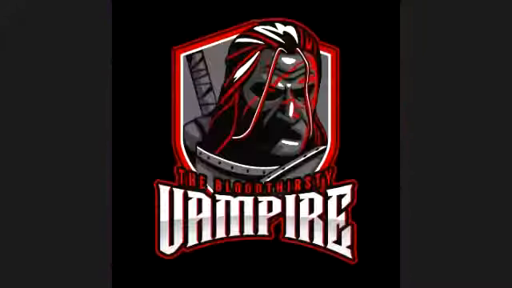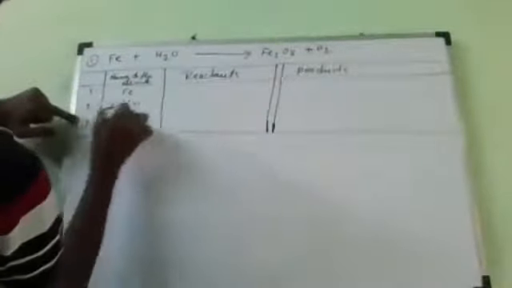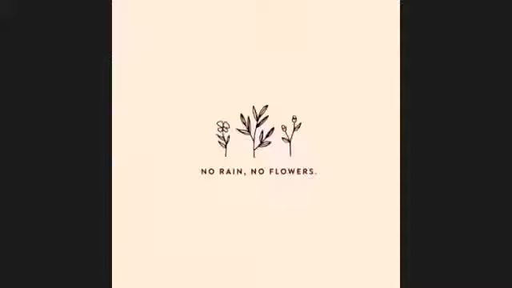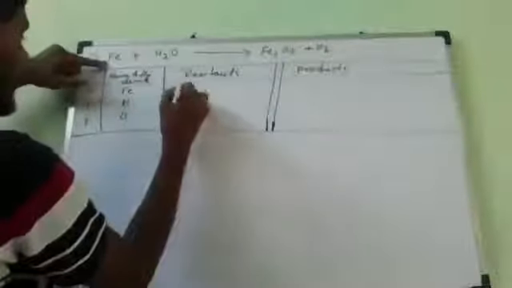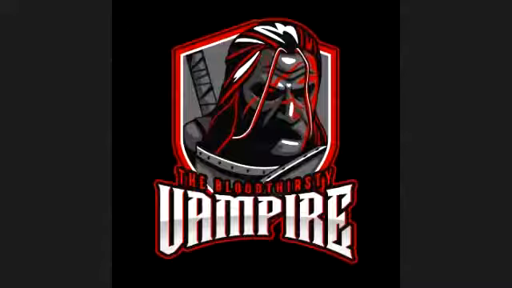Start with iron. So on this side iron is present. Next, the second element, hydrogen, is present. Next, the third element is oxygen. Is it correct or not? Is there any other element present here? No, sir. Now, on the reactant side, how many iron atoms are present? One, sir. How many hydrogens are present? Two. How many oxygens are present? One. First step.